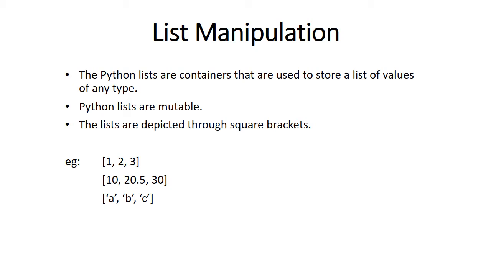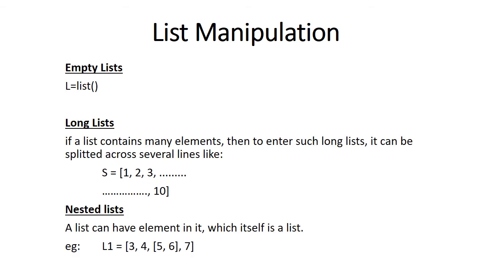Below that you can see another example. Maybe that's an example for list 2, and the members are 10, 20.5, 30. And the third one is a list of strings A, B and C. Empty list. An example of an empty list is given below. L is equal to list of, within that bracket.